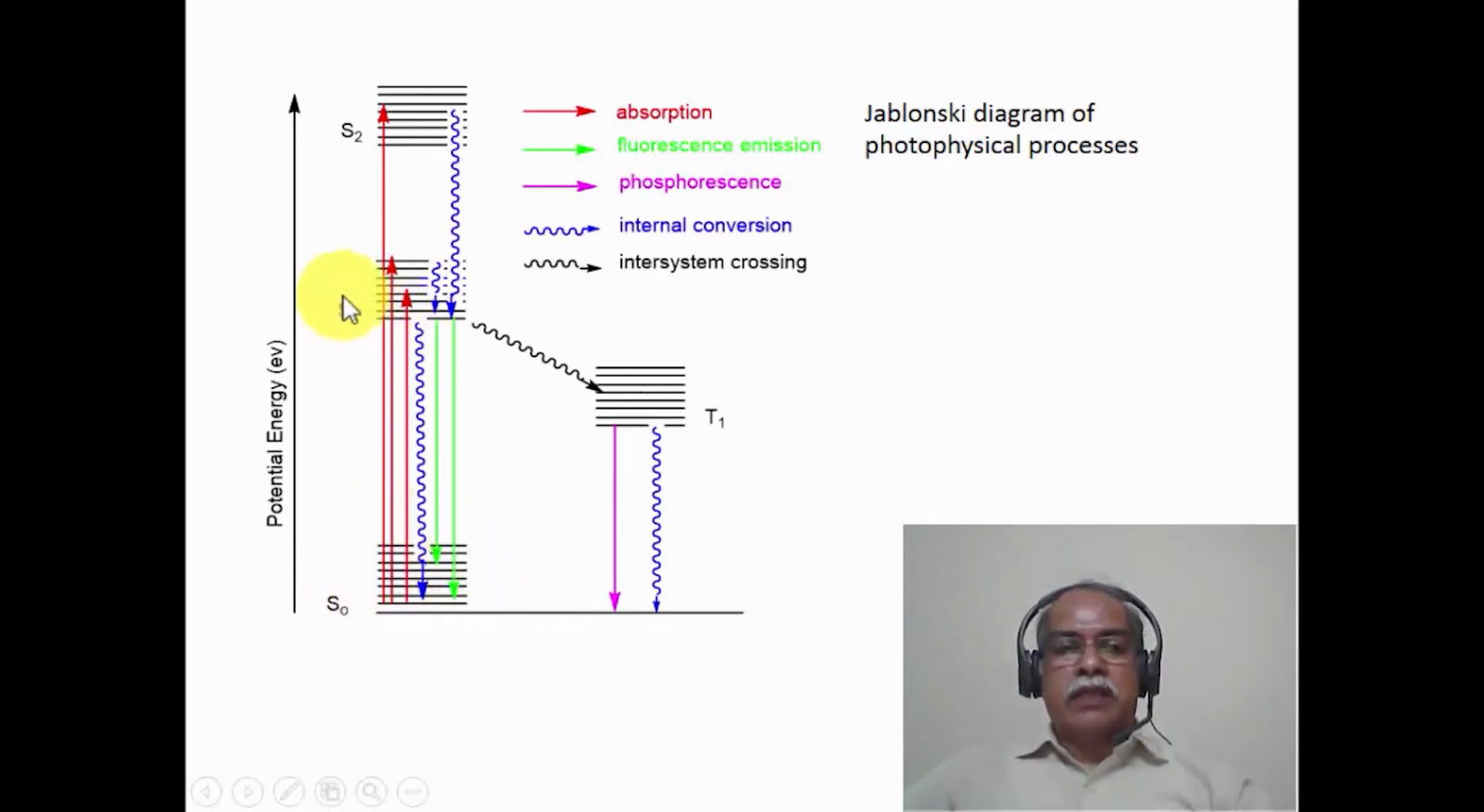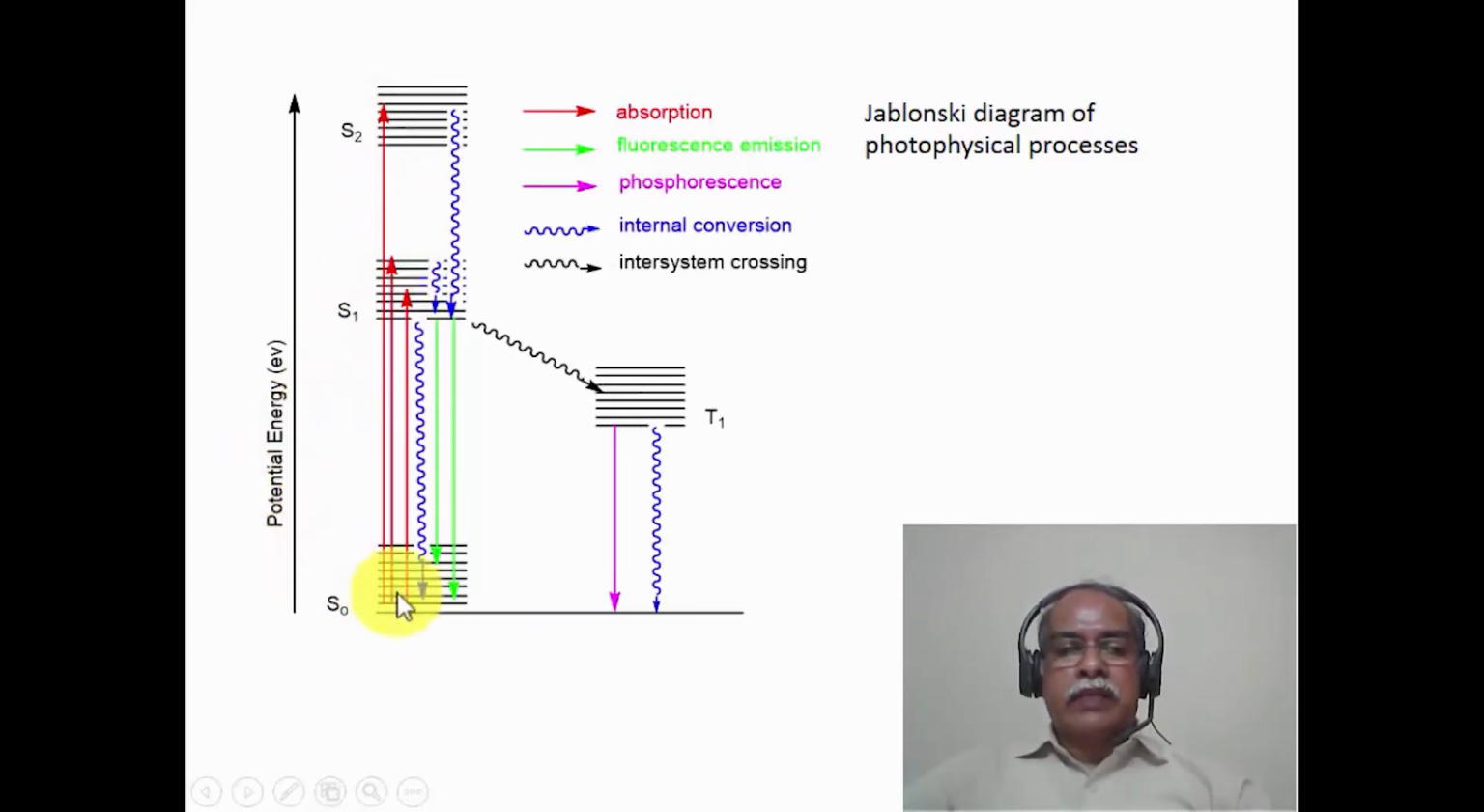S1 similarly is the first excited singlet state, and S2 corresponds to the second excited singlet state. The S represents the singlet state, and the T represents the triplet state. So this is the first excited triplet state with the corresponding vibrational levels that are shown here. Now the red lines are essentially the electronic excitation from the 0th vibrational level of the ground state to the various vibrational levels in the excited state S1 as well as to S2.